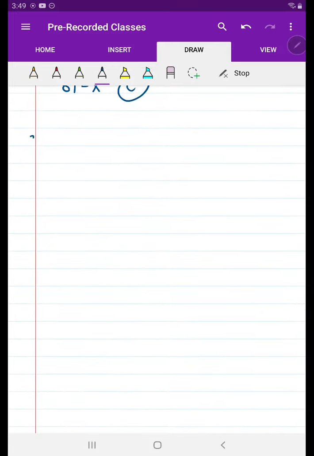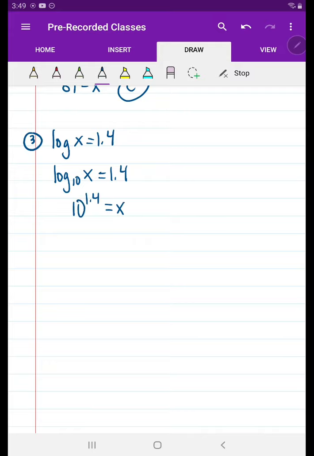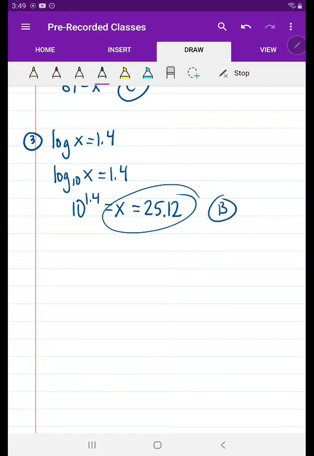Going on to number 3, we have log x equals 1.4, and we have to solve this. For this problem, we don't see a base on the log, and when you have no base written, you can assume it's 10. So we have log base 10 of x is 1.4. Then we can rewrite that in exponential form. Our base is 10, the exponent on that is 1.4, and that's going to equal x. Then in our calculator, we're just going to punch in 10 to the 1.4, and when we do that, we get x is 25.12. So that's our solution there, and that's going to be answer choice B.